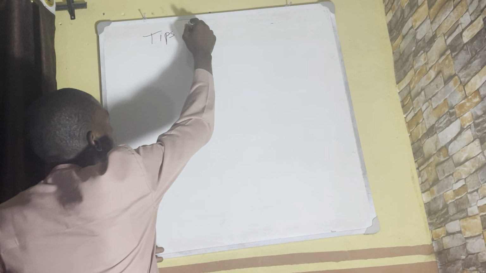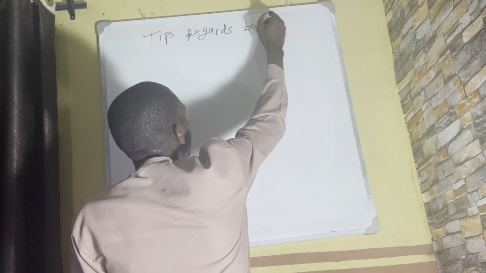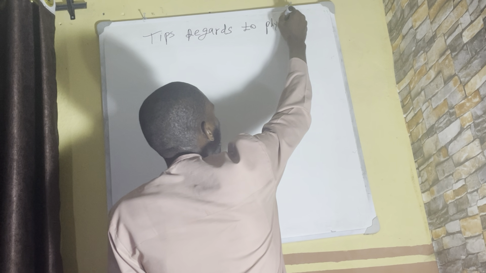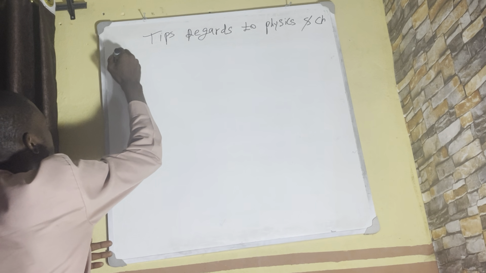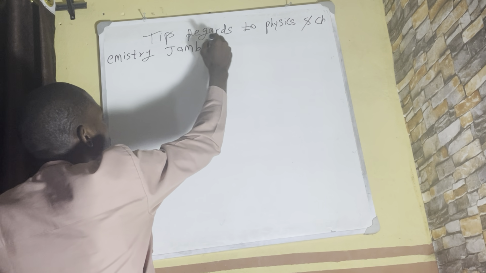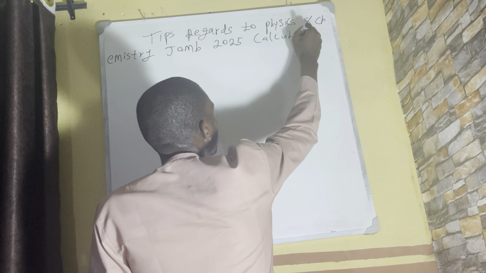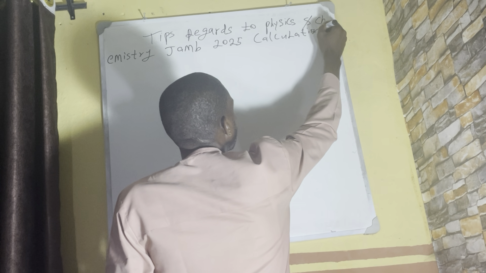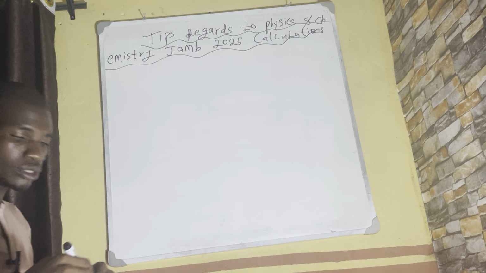We have tips with regard to physics and chemistry, JAMB 2025 calculations. So now these are the tips you are going to know.